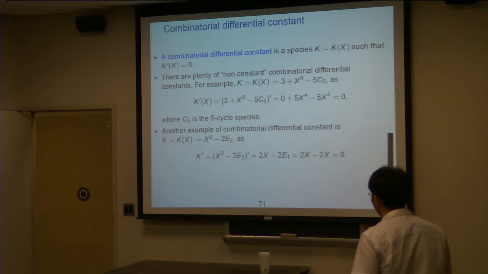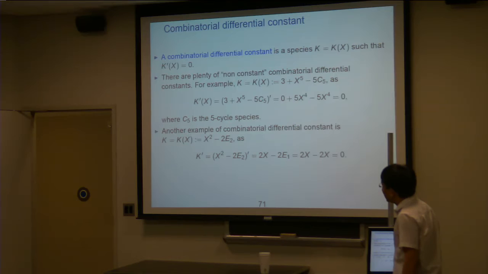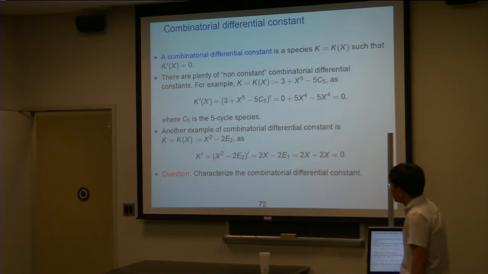I suppose any semi-ring can be expanded to a ring. You just add the negatives when you need to. Yeah, that's true. You throw in the negative integers, exactly how the natural numbers become integers. You just put it in. So a question is to characterize the combinatorial differential constant.